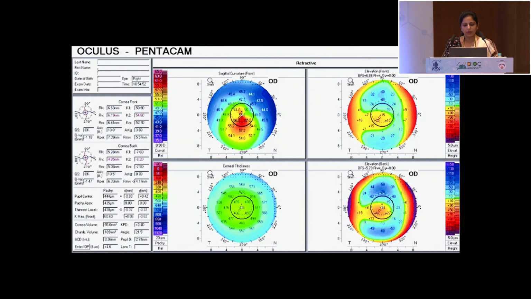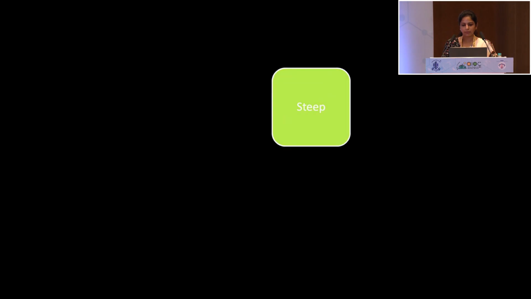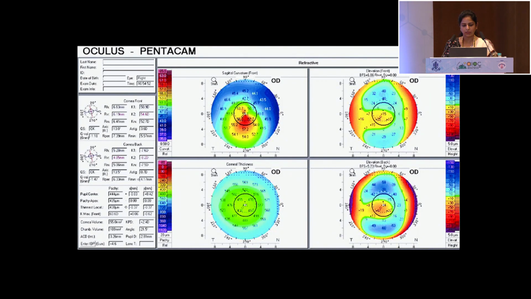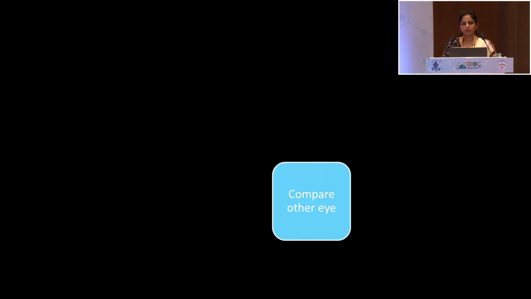So here is a map where you can see that there is inferior steepening present and some sort of thinning is present. And this is correlated. The steepening and thinning is exactly correlated with the elevation maps, anterior and posterior. So here we have to see the steepness, pachymetry, and so we can conclude that this is a case of keratoconus.